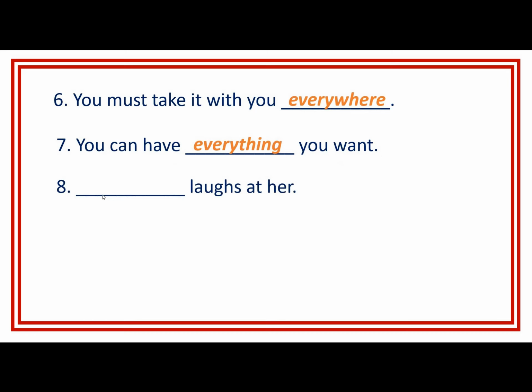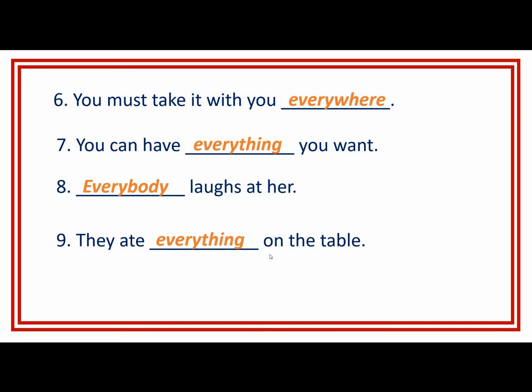Number eight, blank laughs at her. Answer, everybody laughs at her. Number nine, they ate blank on the table. Answer, they ate everything on the table. Number 10. Blank of the girls carries a basket. Answer, each of the girls carries a basket.